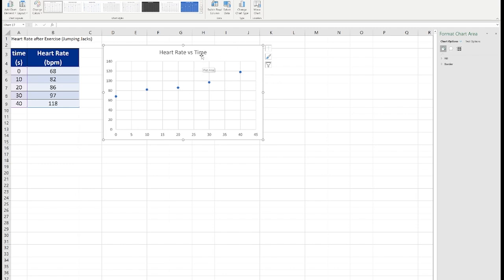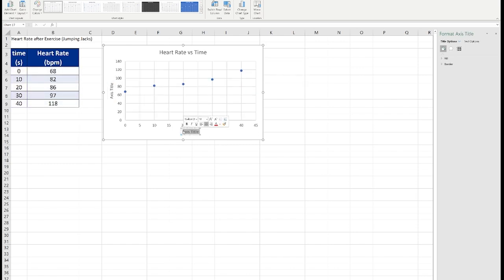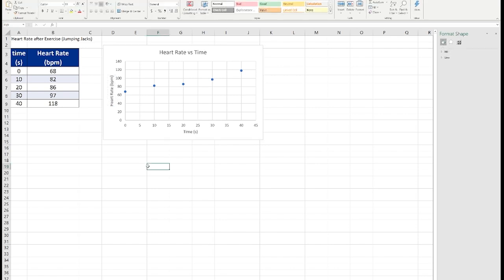There are a few format things that I'd like to change. The big thing that stands out is that I don't have my x-axis and my y-axis labels. So I'm going to click the plus sign and check axes titles, and then I'll click in and I can change the name of each title. My x-axis is time in seconds. My y-axis is heart rate in beats per minute. Now I have my information graphed on a scatter plot.